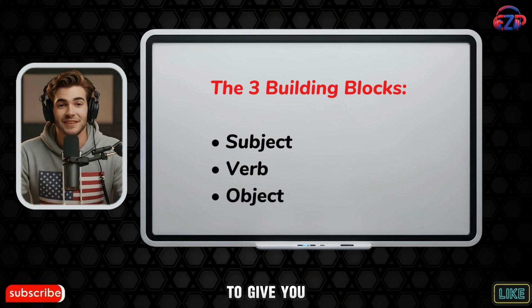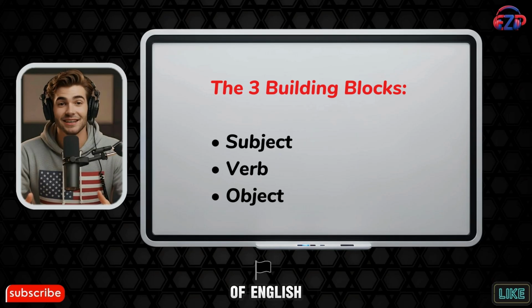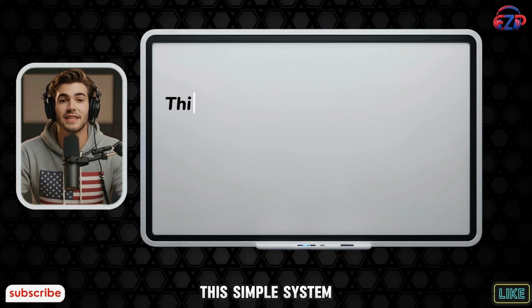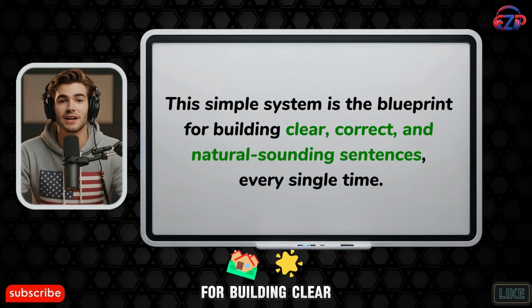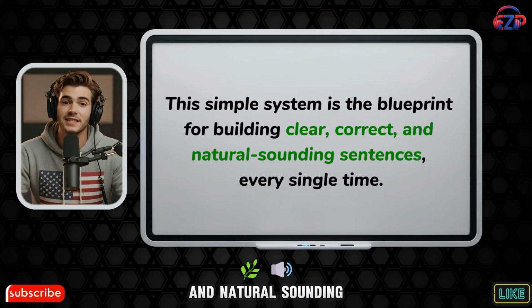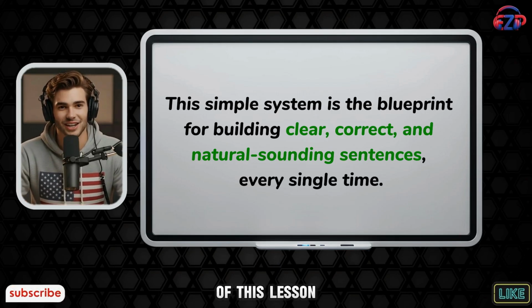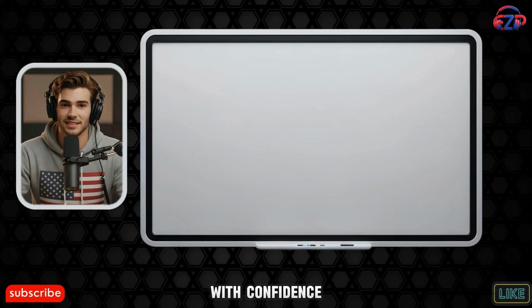I am going to give you the 3 fundamental building blocks of English: the subject, the verb, and the object. This simple system is the blueprint for building clear, correct, and natural-sounding sentences every single time. By the end of this lesson, you will stop guessing and start building with confidence.